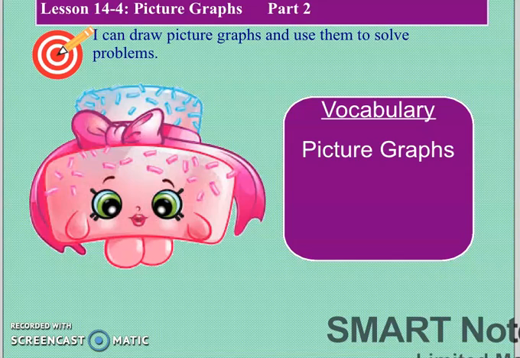We're going to watch a video now and explain how we can use picture graphs.